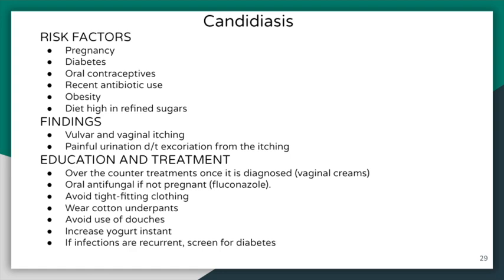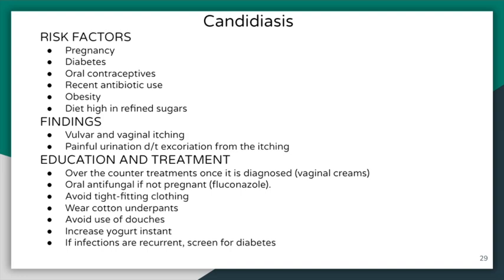Finally, we're going to talk about candidiasis, otherwise known as a yeast infection. Risk factors for this are pregnancy, diabetes, someone who takes oral birth control pills, recent antibiotic use, somebody who's overweight, and a diet that's high in refined sugars. Somebody with a yeast infection has vulvar and vaginal itching and painful urination because the skin is so excoriated from the severe itching that happens when you have a yeast infection.